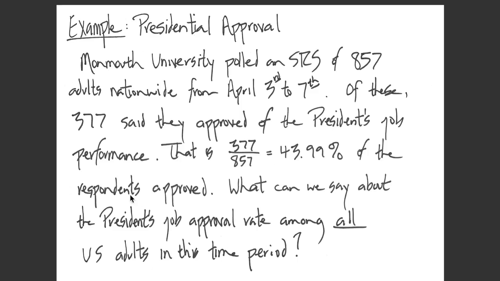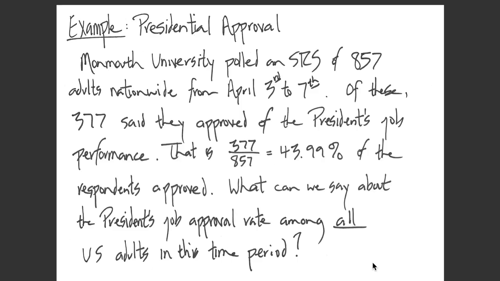The situation here is similar to the kinds of inference we've seen in the past. That is, we have information from a sample, namely that about 44% of this sample approved of the president's job performance. But we want to make an inference from that and say something about what proportion of all U.S. adults would say that they approve of the president's job performance. So, this is a classic inference problem because we're inferring from sample data something about the population at large.